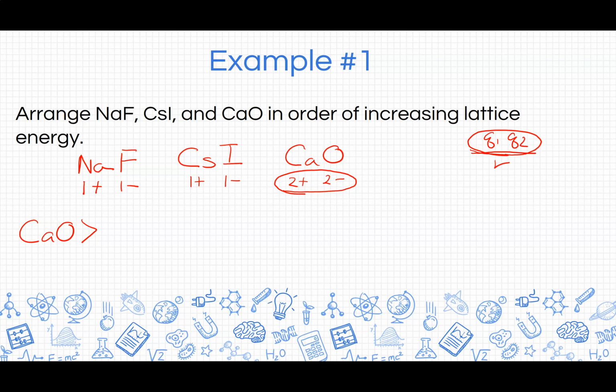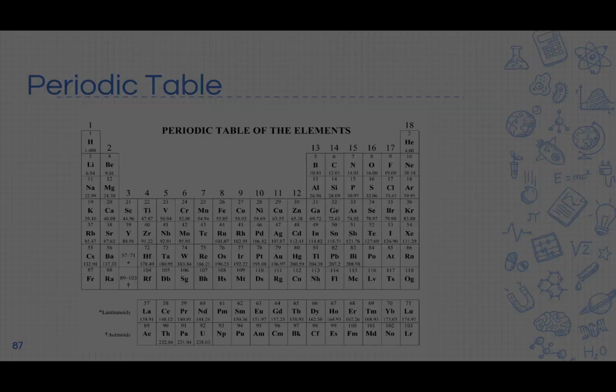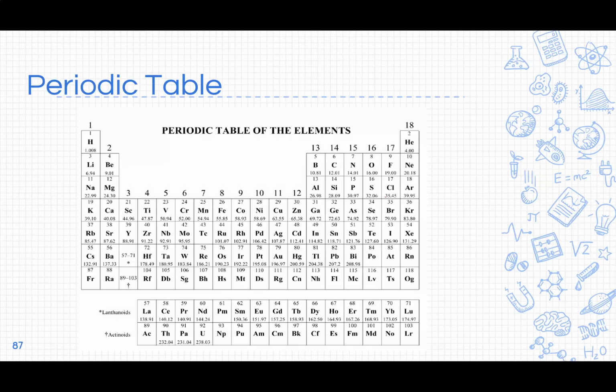Now I have to compare sodium fluoride and cesium iodide. Unfortunately, both of those have the same charges. So I can't just think of the charges because both are +1 and -1. So that means I have to start thinking of the radius. Remember, the smaller the radius, the larger my lattice energy is going to end up being. So I need to figure out which one is smaller, NaF or CsI. To do that, I'm going to look at my periodic table.